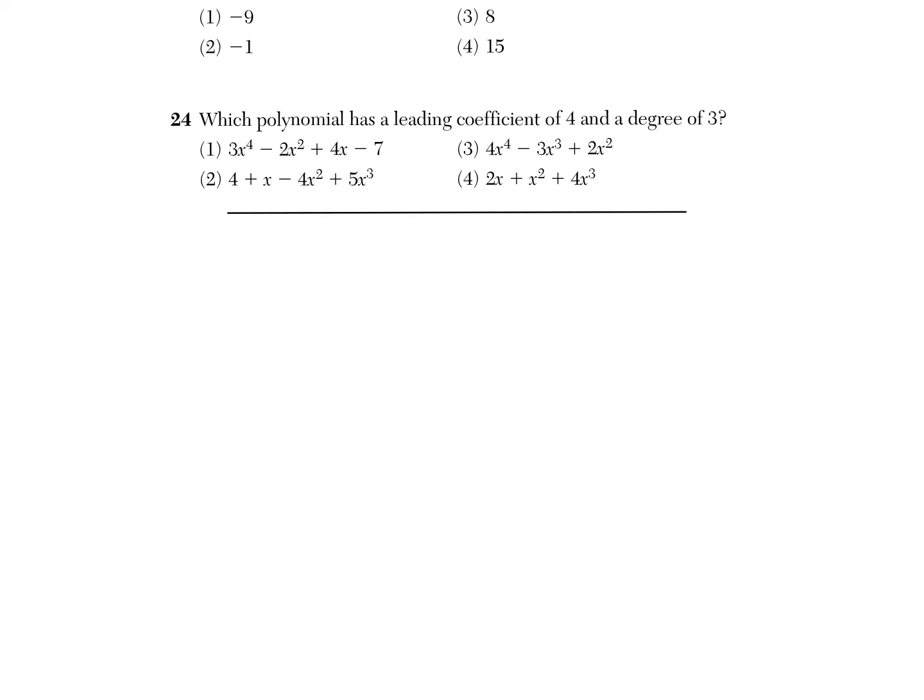Problem number 24 is a great opportunity to review some vocabulary. So leading coefficient is going to be your coefficient on the largest exponent. So here's what a coefficient would be: if you have 4x to the third, your coefficient is what's in front. And then your degree is the exponent power.